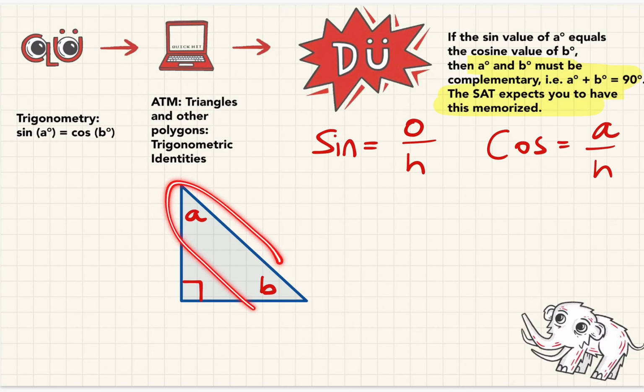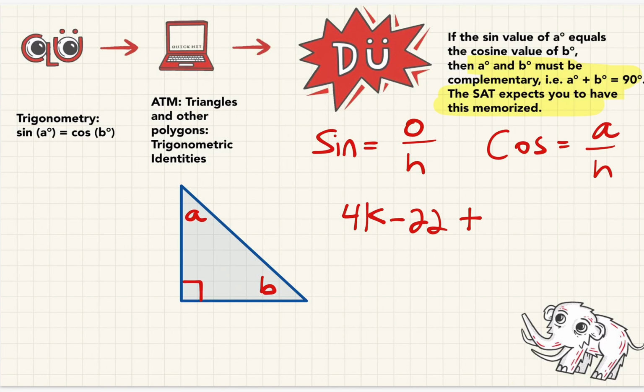Whenever they say that, you know that they are angles within the same right triangle and they add up to 90. So that's all they're asking for here. We know that A and B add up to 90. So once they give us a definition for A as 4k minus 22 and B as 6k minus 13, we know that we just add them up and set them equal to 90.